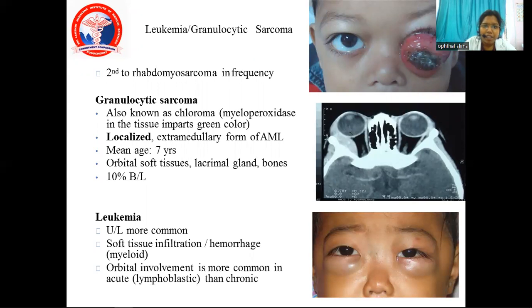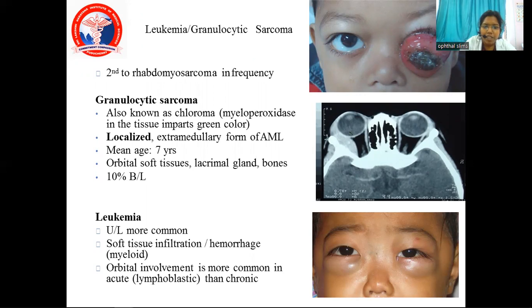Then another condition which is common in children is leukemia or granulocytic sarcoma. It is second to rhabdomyosarcoma in frequency in children. Granulocytic sarcoma, also known as chloroma. Why is it chloroma? It is due to the green color, which is imparted by the myeloperoxidase in the tissues. It is a localized mass, extramedullary form of AML.